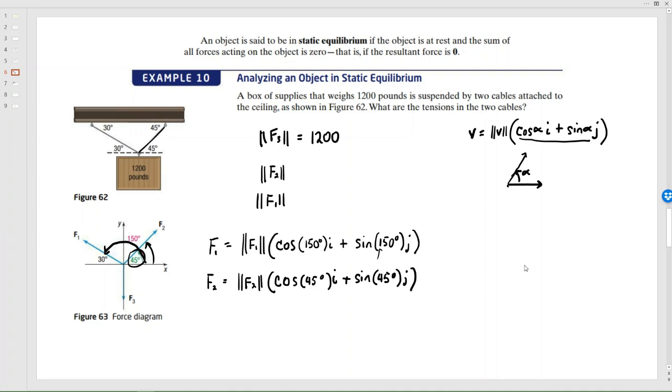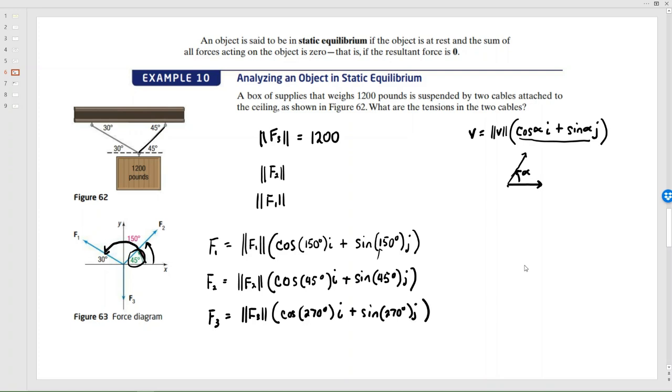Okay, now F3 is a little different. So we already know the magnitude. You'll see why this is so simple: we know the magnitude of F3. And the angle is 270 degrees all the way around here. You don't really have to do this if you understand what's about to happen here. Cosine of 270 degrees i plus sine of 270 degrees j.